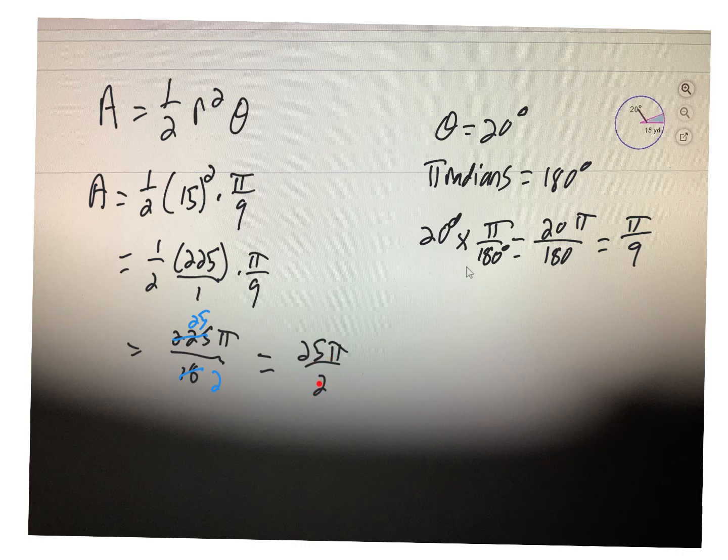So it leaves you 25 pi over 2. Of course, the answer asked you to convert this to decimal, so you would have to type 25 pi over 2 and get a decimal out of this to put it into the computer.